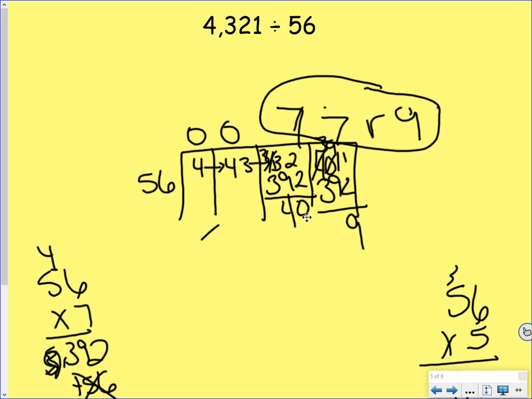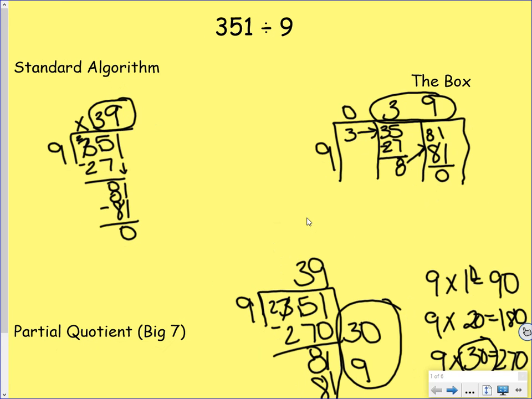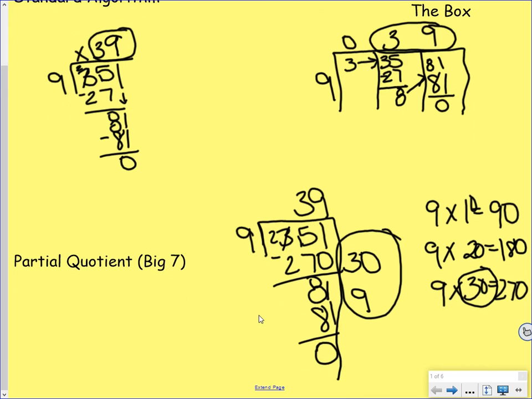Oh, that's it. So good news, no more lesson. Bad news, now I need you to do it yourself, okay? Choose one of the strategies. You can use the standard algorithm, you can use the box, or you can use the big 7. But your assignment is attached, and I expect you not to use a calculator.